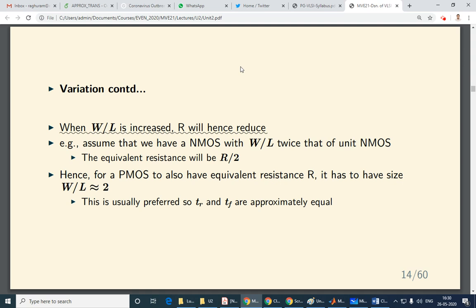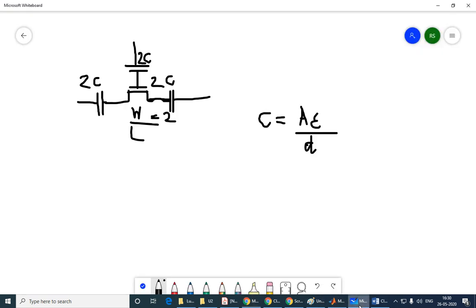Resistance is inversely proportional to W by L. Capacitance is directly proportional to W by L. Now the next thing: we can calculate these for a PMOS transistor, and we can calculate these for an NMOS transistor. If you want, we can just do a small example.